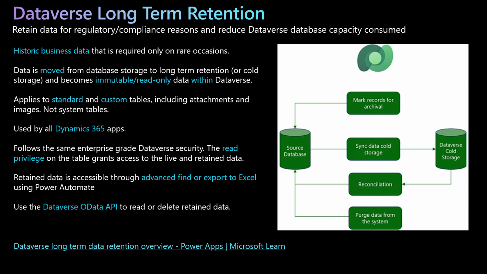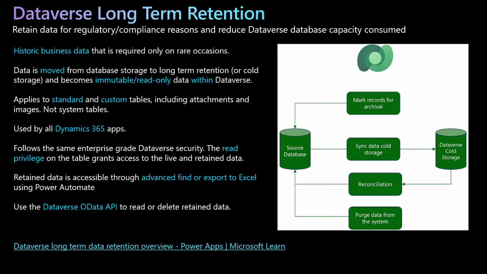Long-term retention entails the creation of one or more retention policies on any standard or custom table. A policy is an asynchronous process job that runs in the background and only when there is low activity in the system. In the illustration at the right, there are 4 steps to the process. First, the appropriate records in the source Dataverse table are marked for archive. Second, records marked for archive are copied to Dataverse cold storage, also known as managed lake storage.